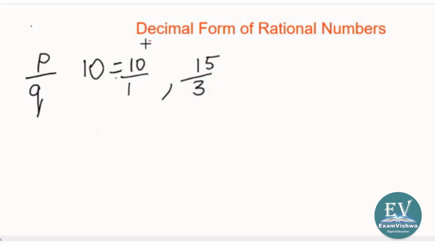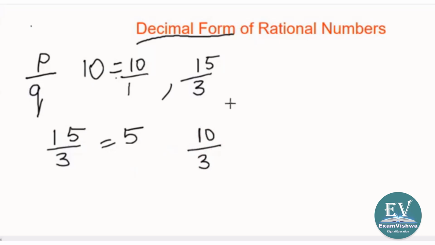Now, considering representing a rational number in decimal form, that means we have to represent 15 upon 3. If we are trying to represent it, it will be represented as 5 after division. But if I am trying to represent 10 upon 3, how will I represent 10 upon 3? Then I have to divide 10 by 3. When I divide 10 with 3, what will happen?